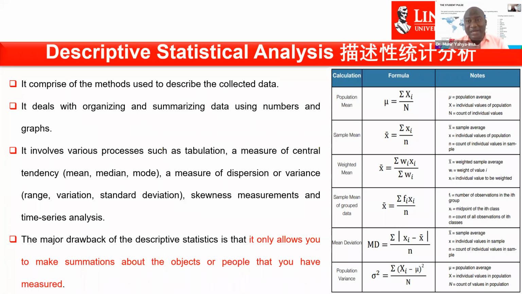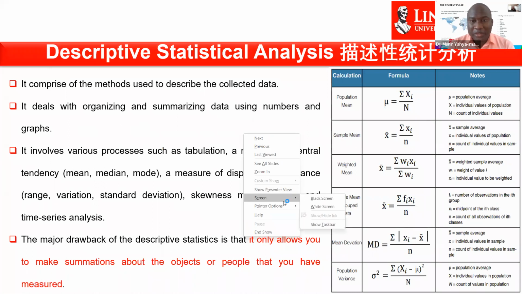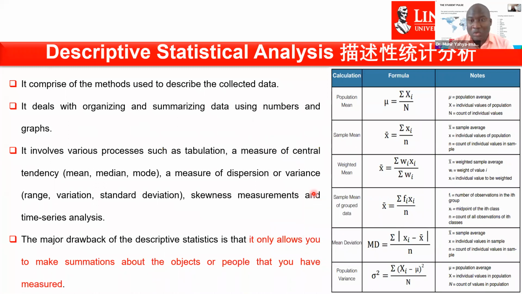Now, the major drawback of this particular analysis is that it only allows you to make summations about the objects or people that you have measured. Some of the analyses that can be done here: you can check for population mean, sample mean, weighted mean, sample mean of grouped data, mean deviation, population variance.